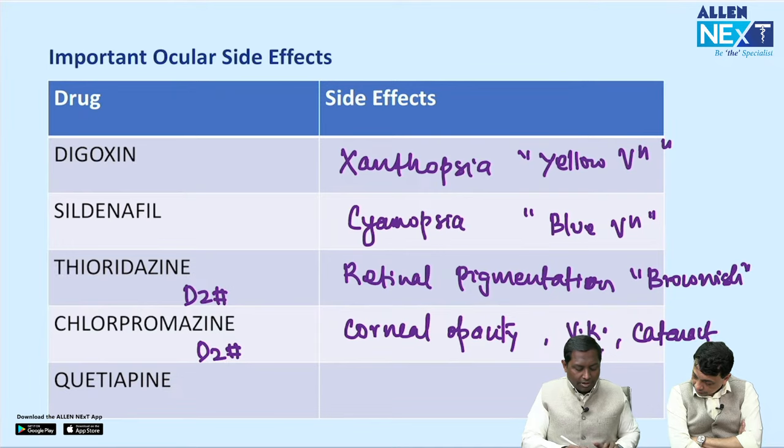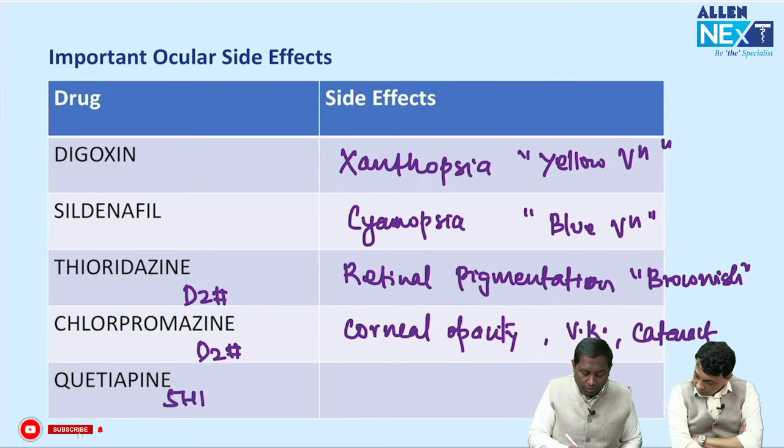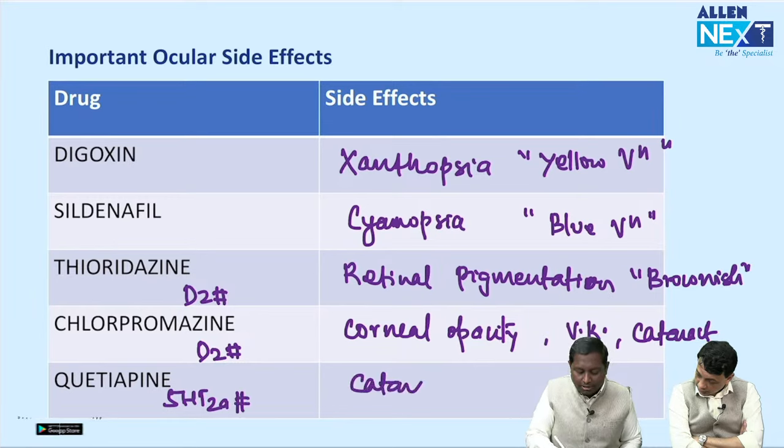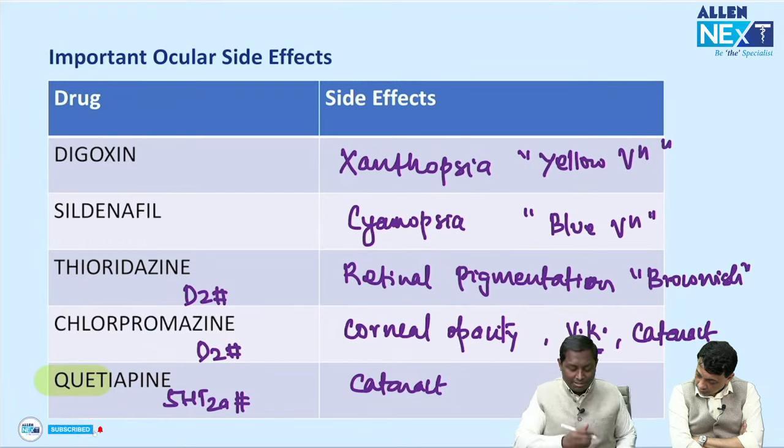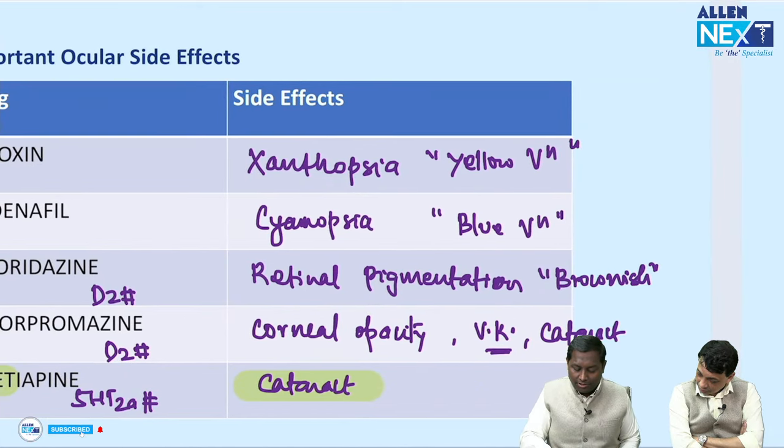Yes. And then we have quetiapine, which is actually an atypical antipsychotic. This is going to be your 5-HT2A blocker, and this is associated with cataract mainly. And we used to narrate one story as well about a queen who was actually blind, and she was running after some older zillionaires. That's a long story that we don't want to go into. But the queen was going after the older people because she was blind, and Andhi Rani we used to say. So again, quetiapine is causing cataract. That is another side effect that we have here.